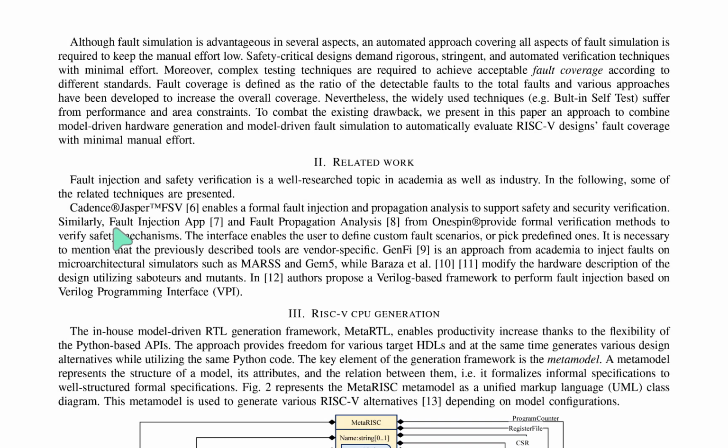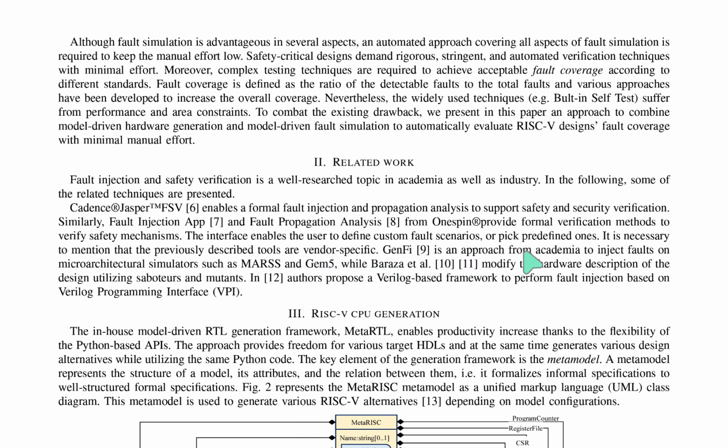Similarly, fault injection application and fault propagation analysis from OneSpin provide a verification method to verify the safety mechanisms. The interface enables the user to define custom fault scenarios or pick predefined ones. It's necessary to mention the previously described tools are vendor specific.